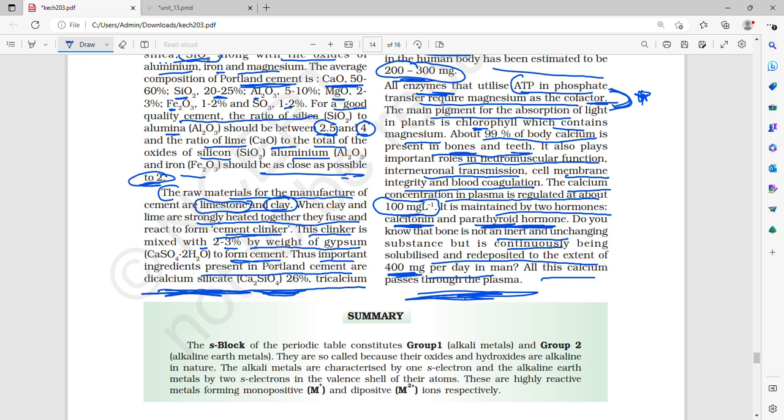Calcium is maintained by two hormones. What are those two hormones? Calcitonin and parathyroid hormone. And bone is not inert, it keeps changing, that is, it is solubilized and redeposited at 400 milligrams per day in man. And where does all this calcium pass through? Through the plasma. Thank you.